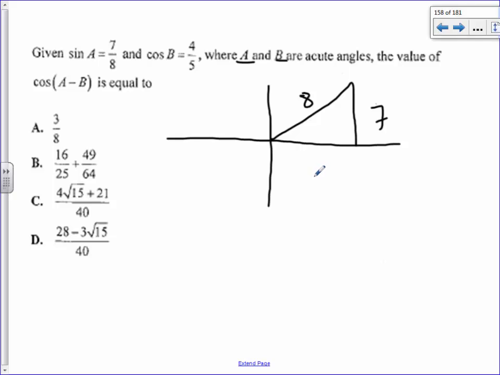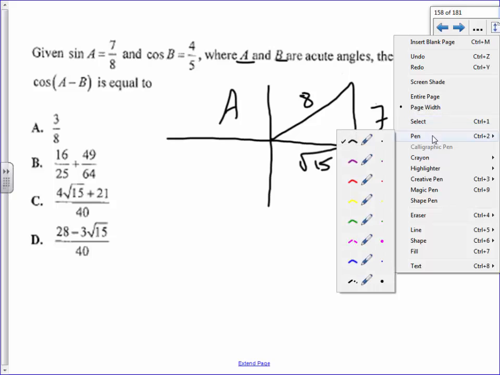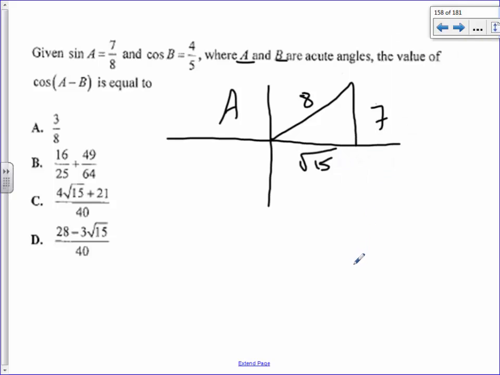So I just want to figure out what this other side is going to be then. 8 squared minus 7 squared. I got root 15 right here. So I'm just going to make this triangle A, and I'll put that in black, and I'll use another color for the other one just to help keep this straight. It says it's an acute angle, so it's got to be a less than 90 degree one, so it can't go in these quadrants because those angles are too big.